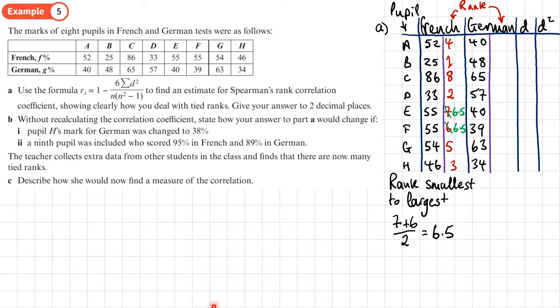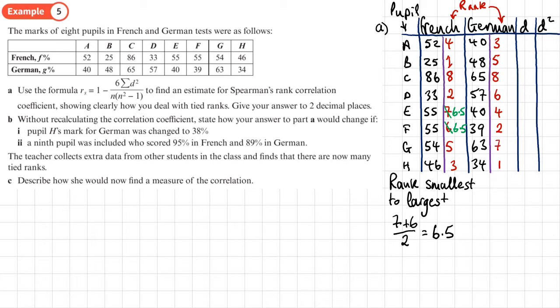Right, so now let's move to the German column. And again, we'll find the lowest score, which happens to be the 34. So that's going to be 1. And then 39 is rank 2. And 40 is rank 3. And then, we've got another 40 there. So that's going to be a tied rank there. So we'll put 3.5 for those in a moment, but we'll carry on. So rank number 5 will be 48. Rank number 6 will be the 57, and then 7 and 8.